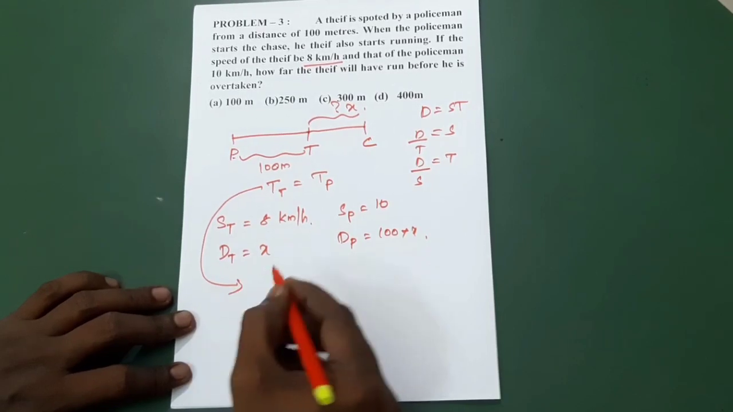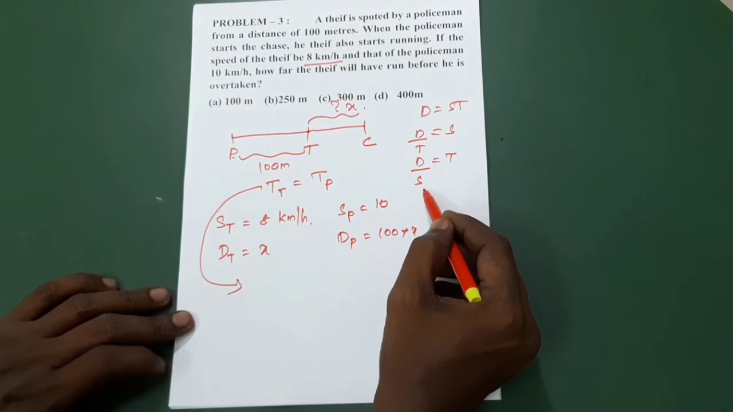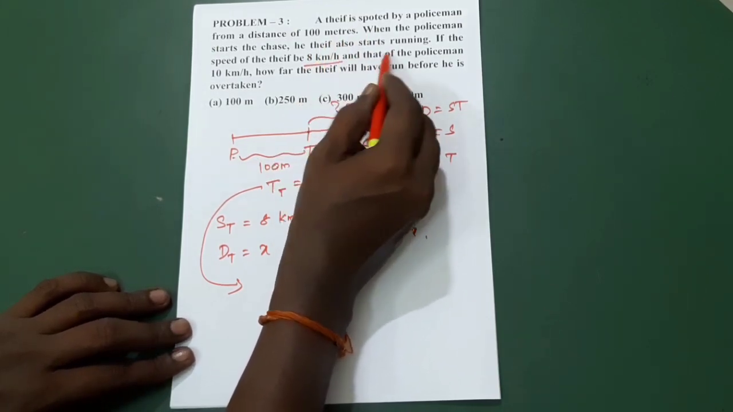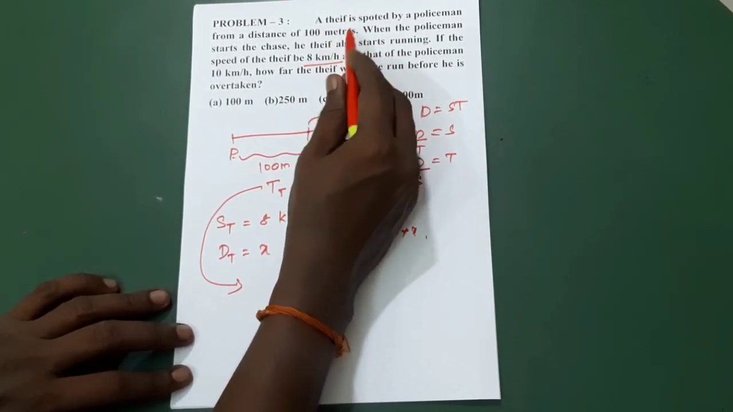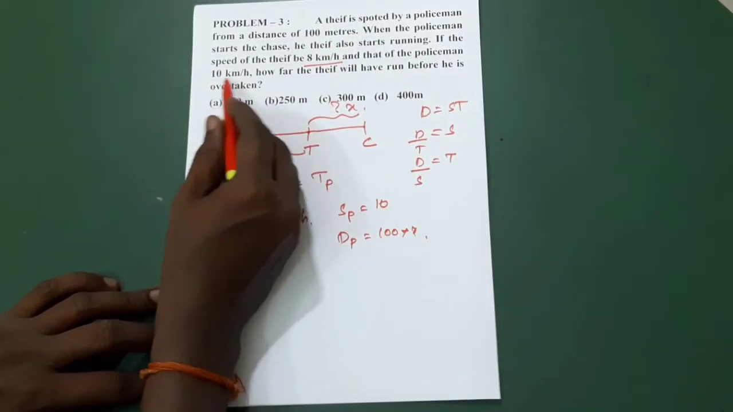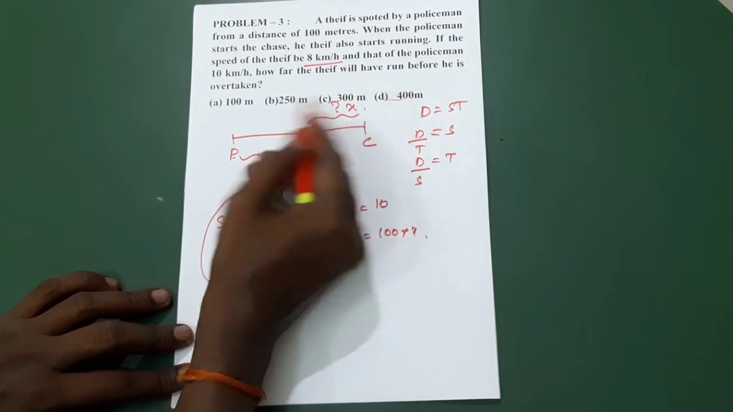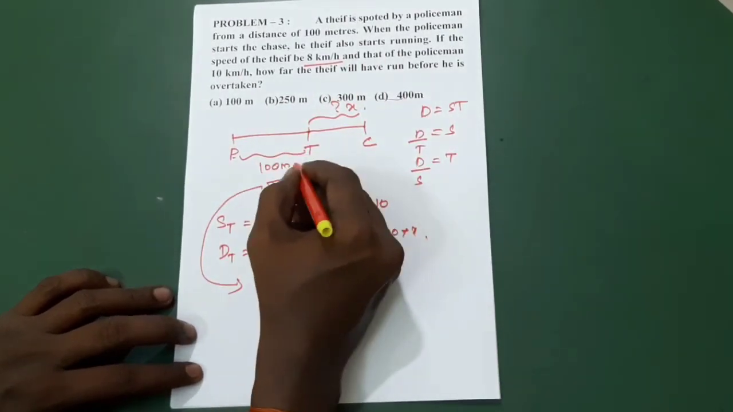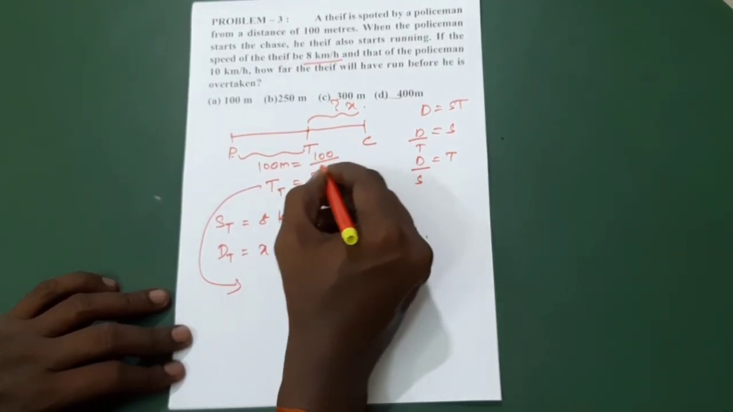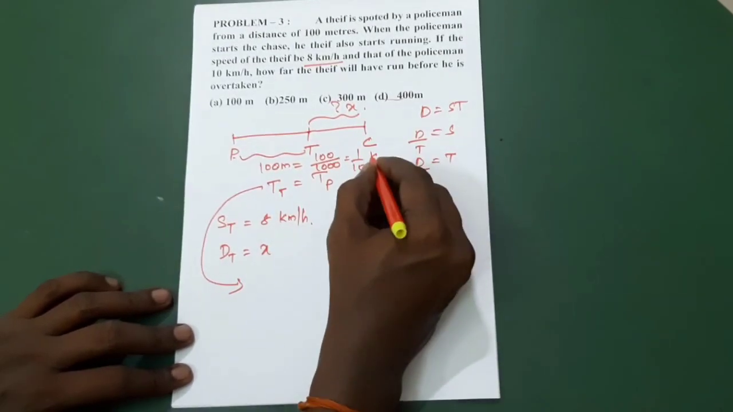So using this, what is the time formula? D by S. All the things are given in kilometers per hour, so we are converting the meters also in terms of kilometers. Then we can convert back into meters, because the answer is given in meters. The distance between the police and the thief is 100 meters, that we can write as 100 by 1000. So it will be 1 over 10 kilometer.